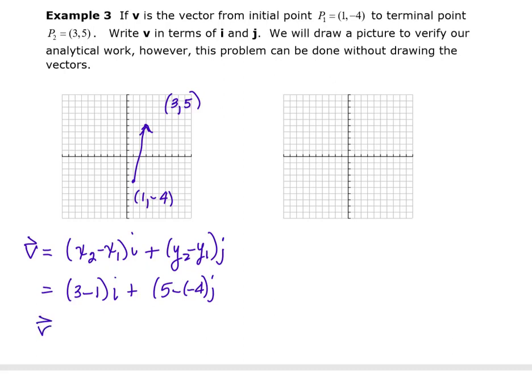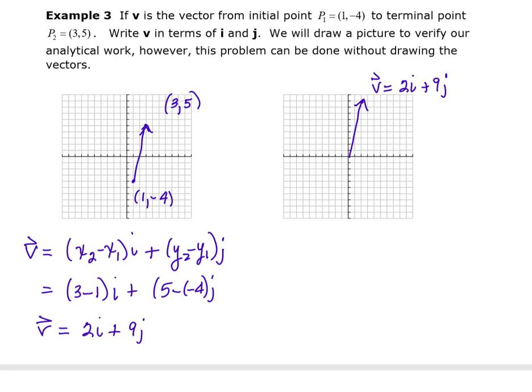My new position vector is going to be 2i plus 9j. The vector that is equivalent to my displacement vector is going to be the vector 2i plus 9j, which means I'm going to go over 2 and up 9. Initial point. Okay, this is v equals 2i plus 9j.